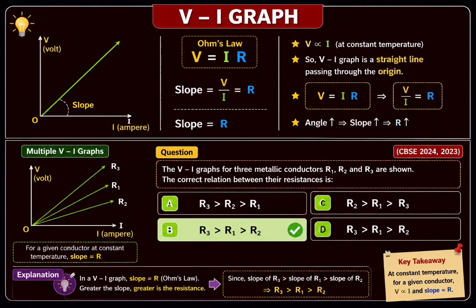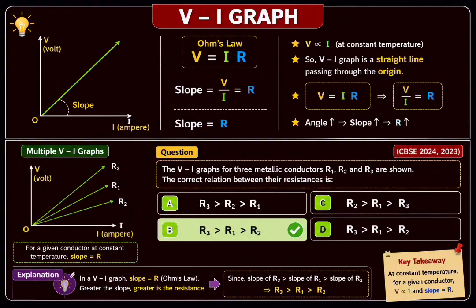Multiple VI graphs. Suppose we have three conductors R1, R2 and R3. In the graph, R3 has the highest slope, R1 has medium slope and R2 has the lowest slope. Since slope is equal to resistance, here R3 is greater than R1, and R1 is greater than R2. This is the correct order of resistance.